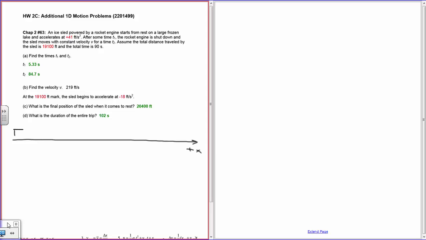Going to start over here. We call that time 0. And we're going to start at 0 feet. We're using feet on this, so we don't have to convert any numbers. That's nice to us here.